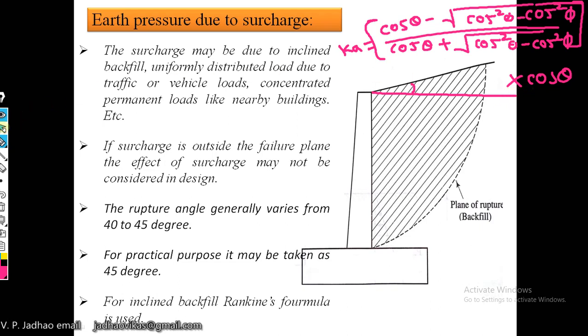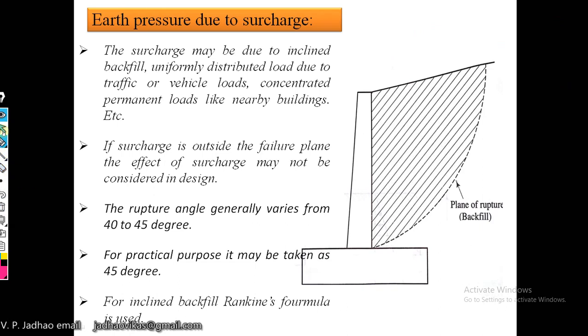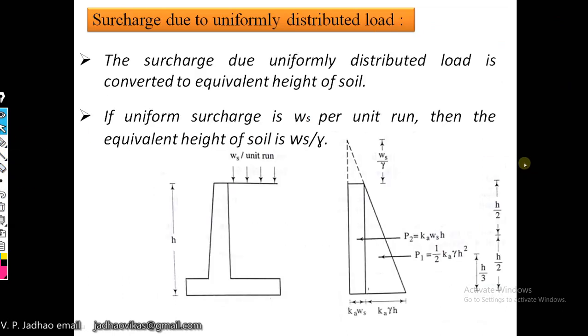But what if we are having some uniformly distributed load, which is shown like this? There may be some building resting on this portion above the horizontal backfill. Then for this particular height of the retaining wall, we will consider the pressure intensity like this triangular portion. So this is Ka into gamma into H.